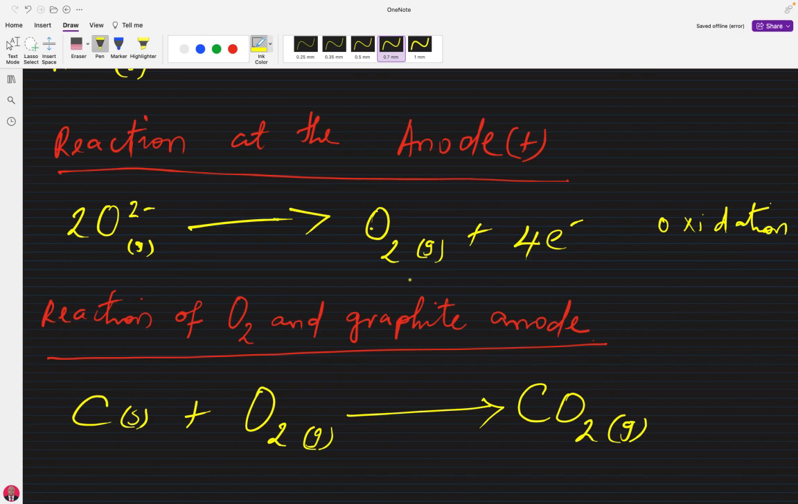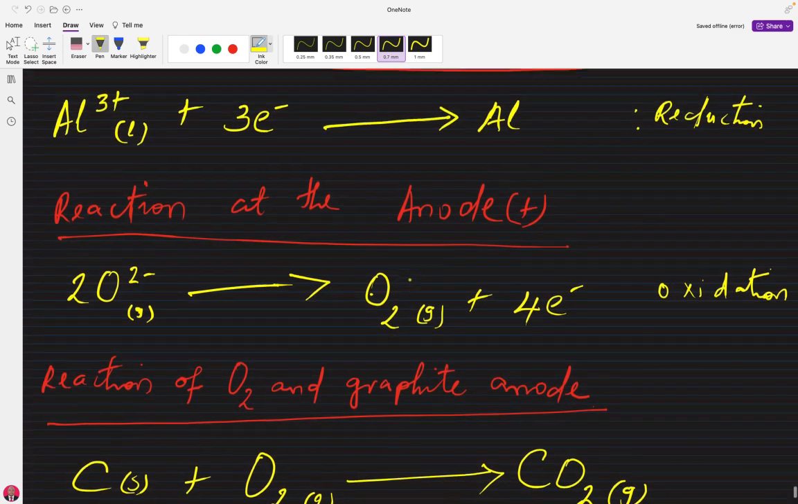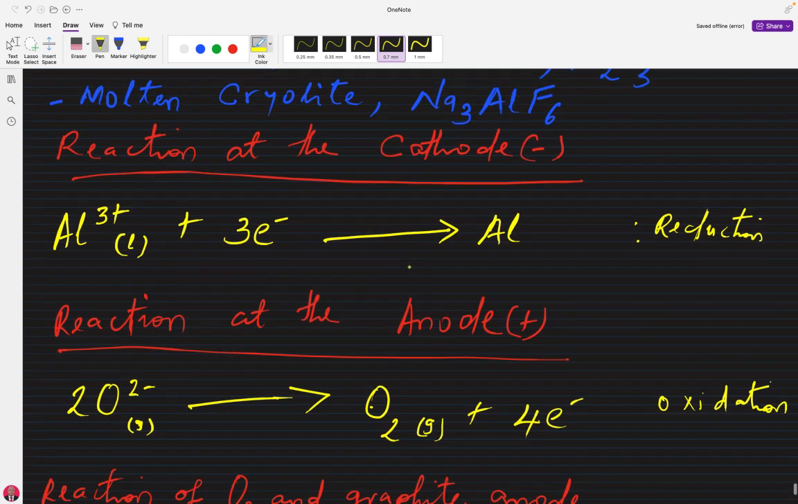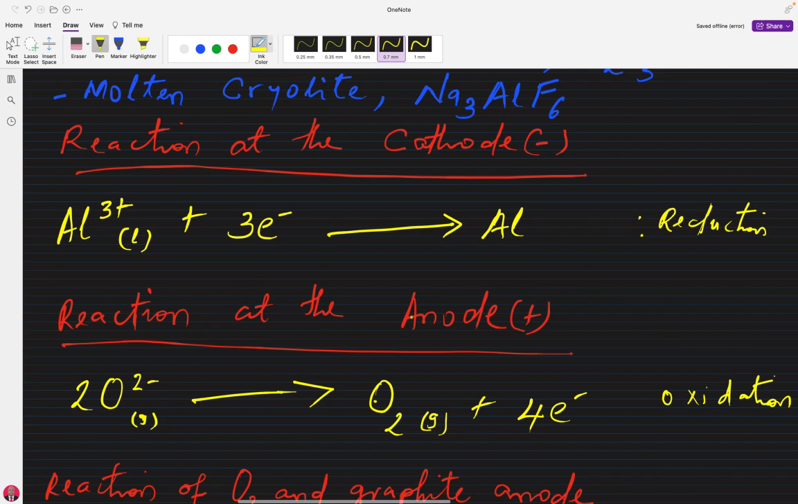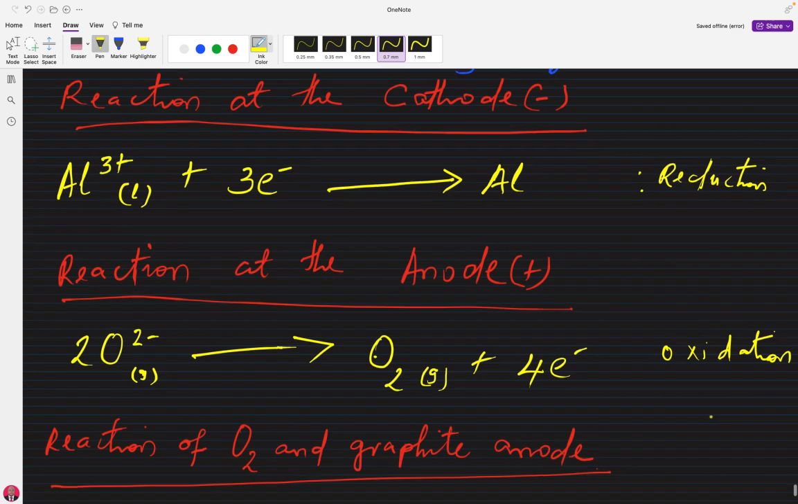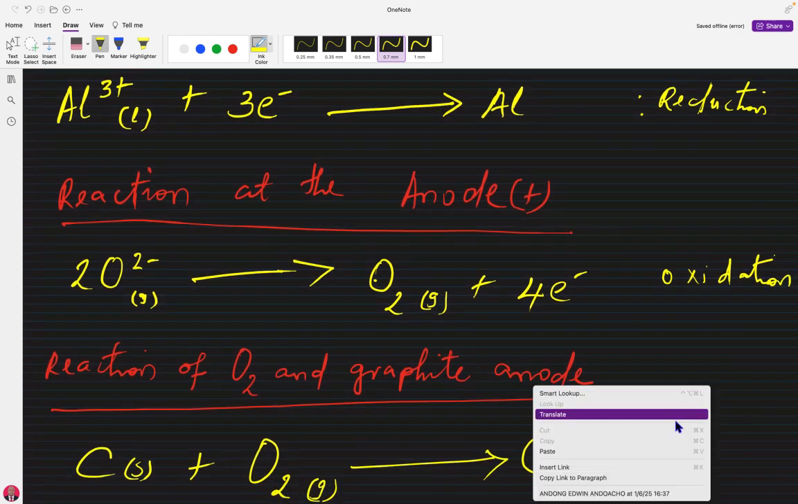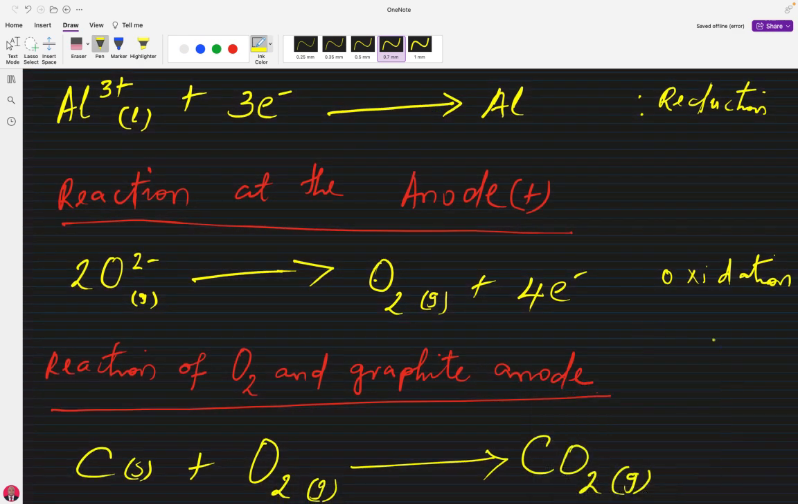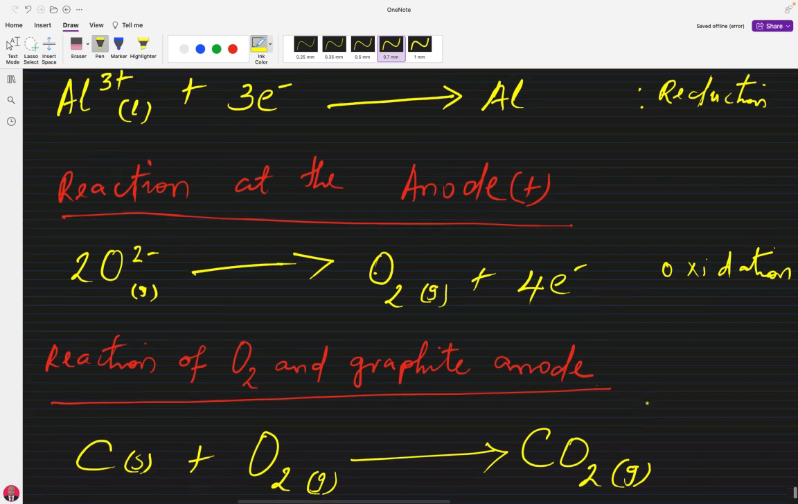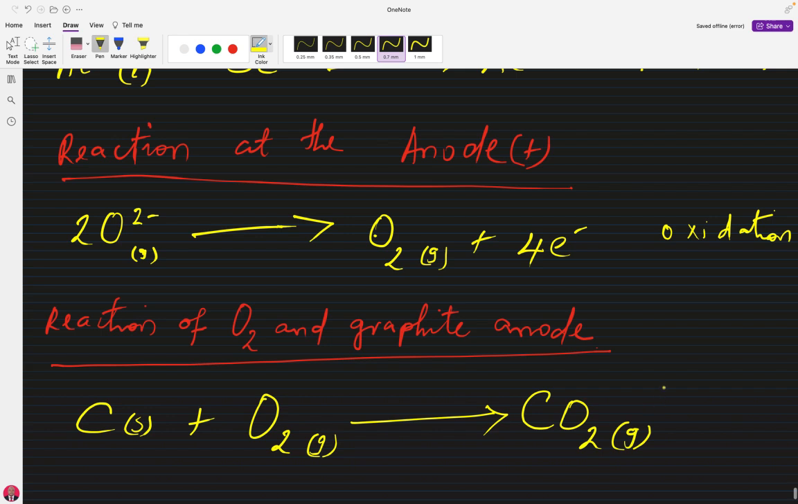Now, after doing this, please know that the balance equation at the cathode has to be balanced. You can write reduction. The equation at the anode also has to be balanced. You also write oxidation. It must be well balanced. Then there is a reaction of oxygen and the graphite at the anode, producing carbon dioxide, that makes the anode to be regularly replaced. You also write that equation.